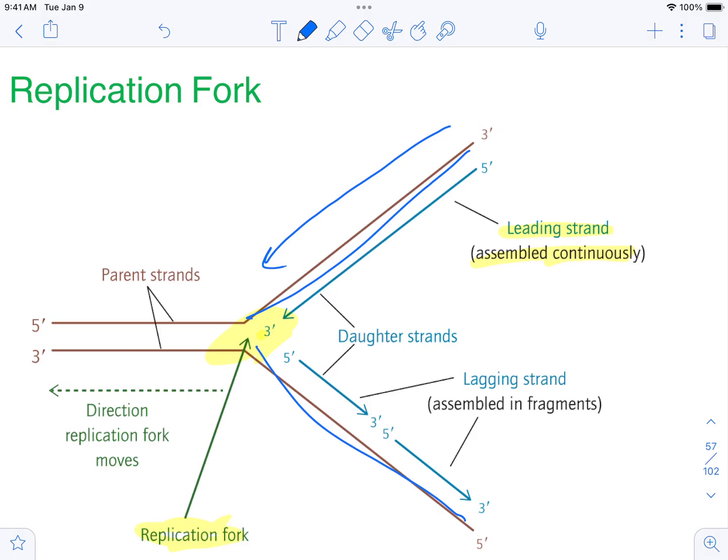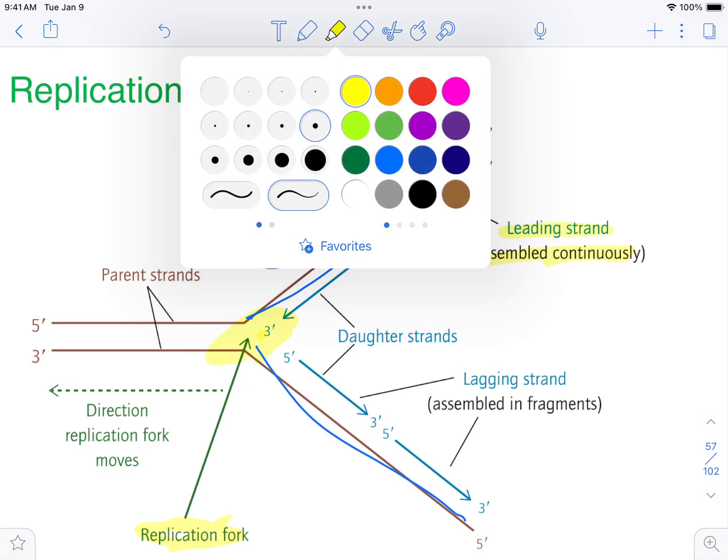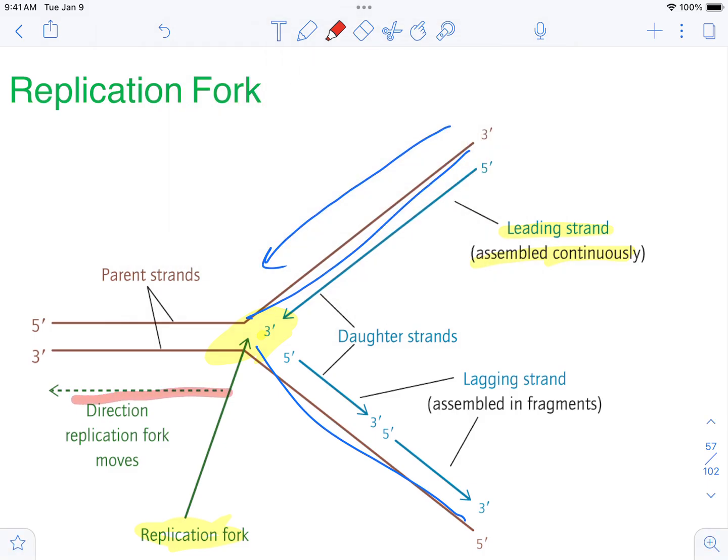And the replication fork is going to move in the direction of the synthesis of the leading strand. Since the leading strand is moving down and to the left here, that's where the replication fork is going to move. You can see what I'm highlighting in red now, that the replication fork is going to move this way because that's the way the leading strand is moving. It's almost like you're peeling back a Band-Aid and the fork keeps moving. That's why it's continuously assembled, because the fork is just going to keep moving for it.